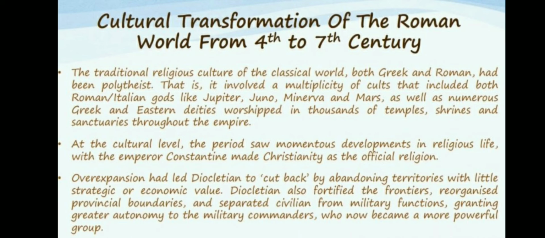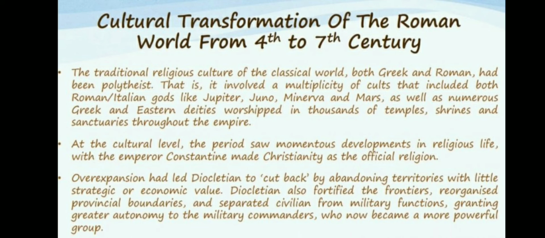At the cultural level, the period saw momentous developments in religious life with the emperor Constantine making Christianity the official religion. These things are important for a one mark question. All right. So, who made Christianity the official religion? The Emperor Constantine. Then, overexpansion had led Diocletian to cut back by abandoning territories with little strategic or economic value.